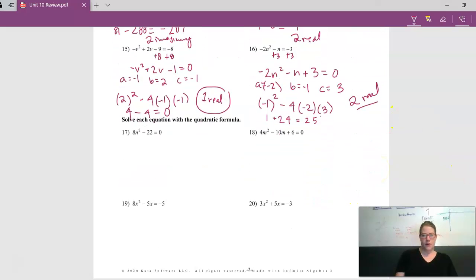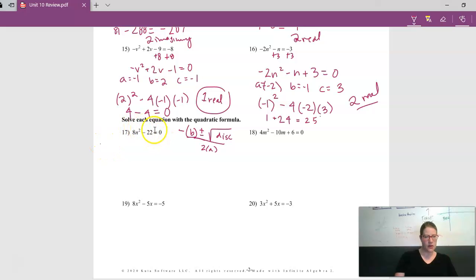So quadratic formula. First thing again is make sure it's in standard form. We're going to find A, B, and C, and we're going to find that discriminant. Then we're going to plug it into the rest of our formula, which is -b plus or minus the square root of a discriminant all over 2 times A. Okay, so on number 17, it's already in standard form. One side's equal to 0. We have an n term that is missing.